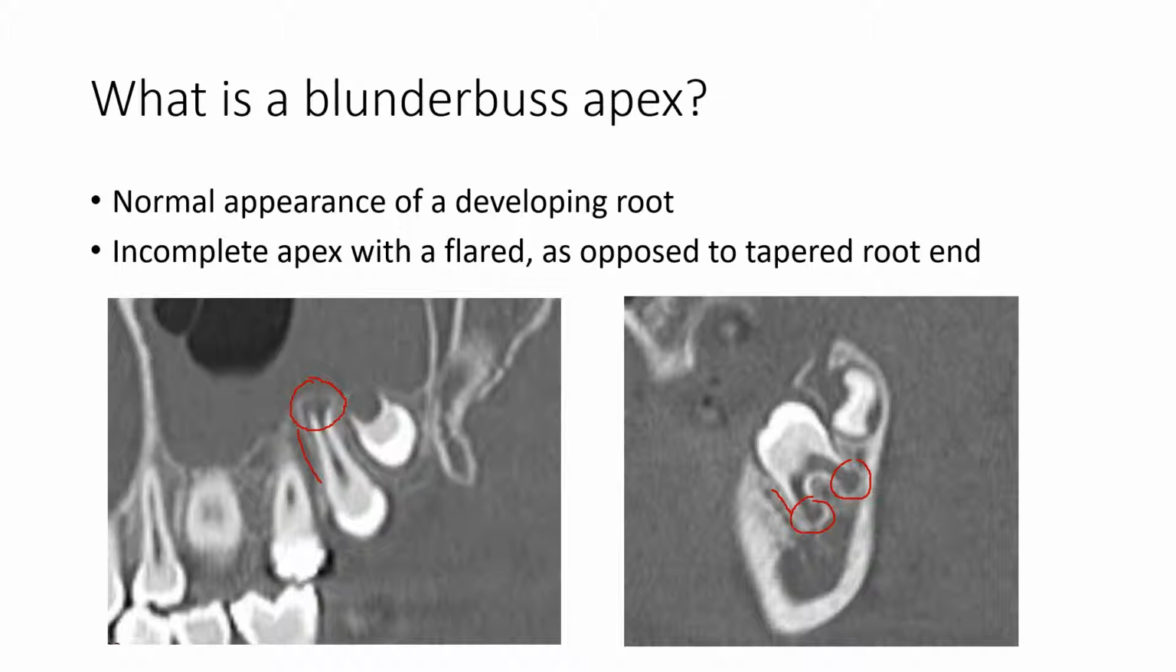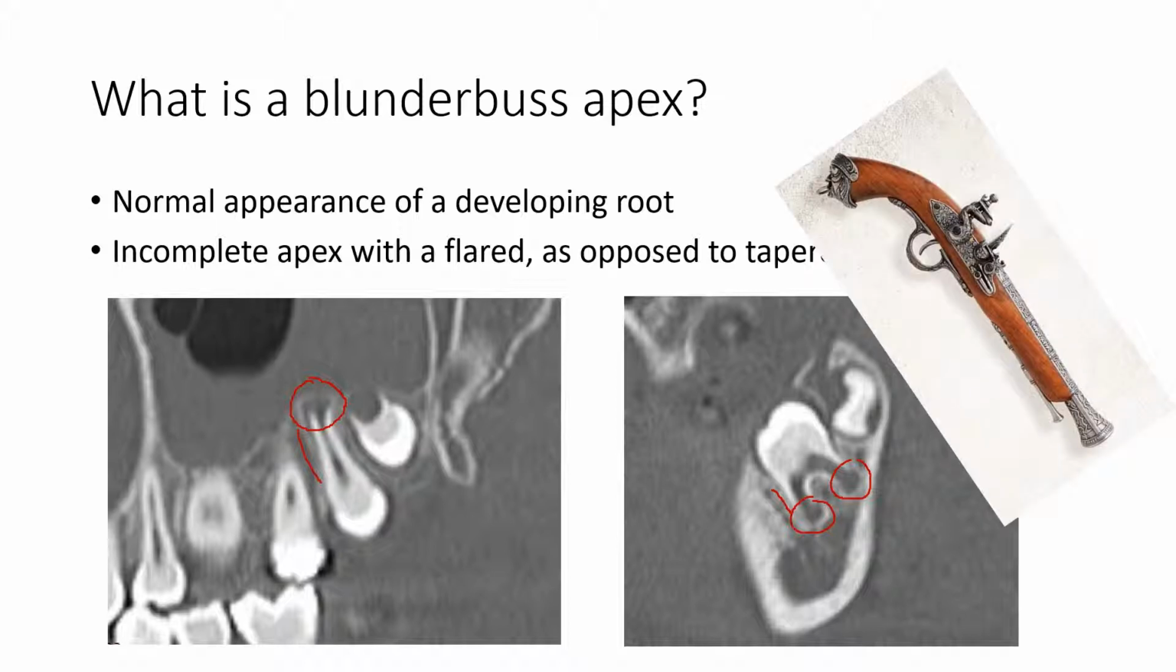And in case you were wondering, this is a blunderbuss. It's a short-barreled gun with a flared muzzle. So that's how the blunderbuss apex gets its name.